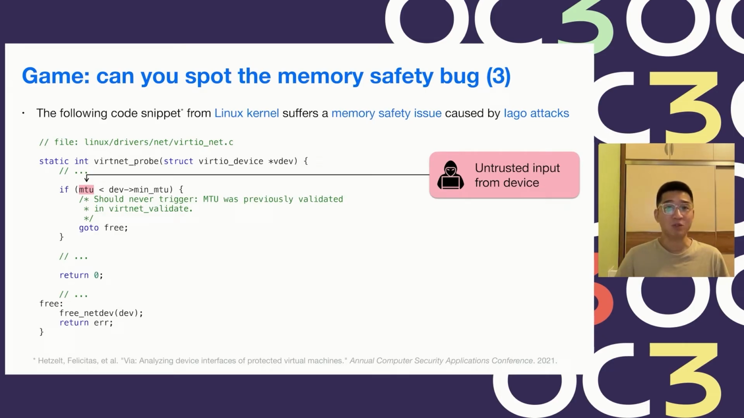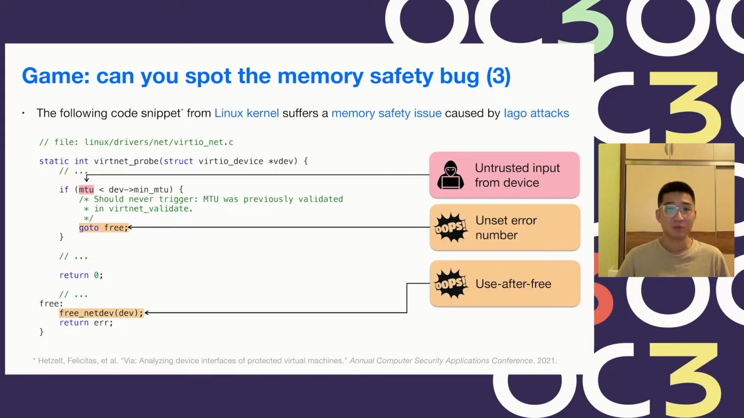The third example is about the virtio net driver. The highlighted variable MTU is controlled by the device. So a malicious device may provide an abnormally small value. This leads to the execution of a very rare branch. The driver also attempts to handle the rare situation by going to the free label and exiting the function. But the problem is that this error handling itself is buggy. You see, before jumping to the free label, it should have set a proper error number to the error variable, but it didn't. So the probe function returns success, even though it has actually failed and has freed the device object. So the end result is a use-after-free bug.